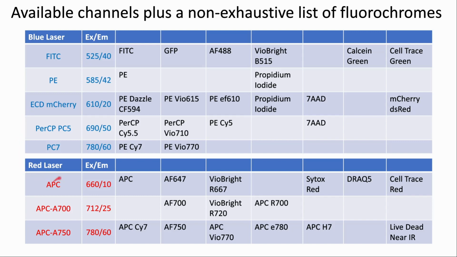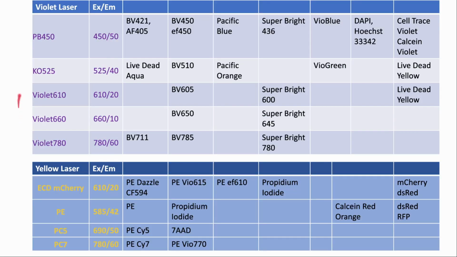For our red laser, the Cytoflex instruments usually have 3 available channels, which would include APC, APC Alexa Fluor 700, and APC A750. For the violet laser, our Cytoflex instruments can have either 4 or 5 available channels. Both Cookie and Oscar have PB450, KO525, Violet 610, Violet 660, while Oscar has the 5th channel, Violet 780.